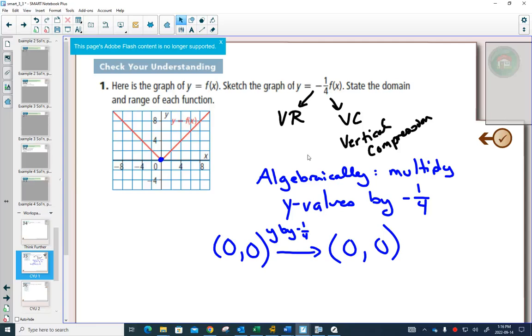So to recap what we had started, we had the graph. We labeled what the numbers in front are going to do to that graph. The negative is going to reflect it vertically, and the 1/4 is going to squish it or compress it vertically. Algebraically, what's happening is our y values are getting multiplied by -1/4.